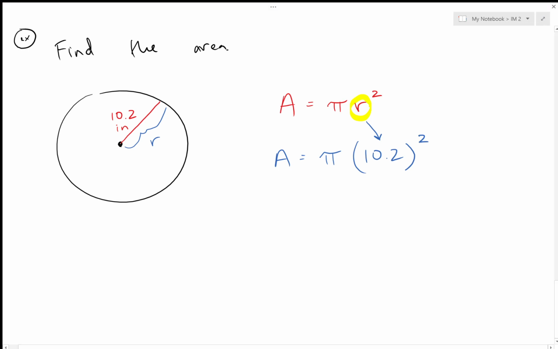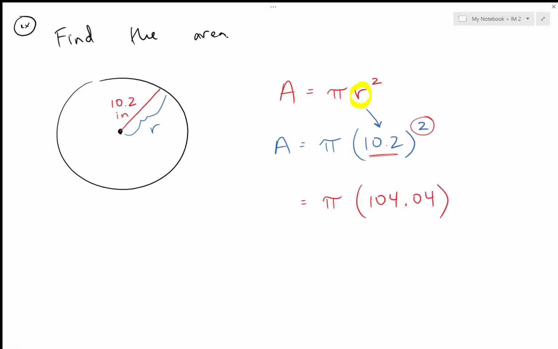Now I need to solve this. Order of operations, PEMDAS. Parentheses, anything happening inside? No. Exponent, yes. So on your calculator, go ahead, take 10.2 and square it, and you end up with 104.04. And now go ahead and multiply that value by pi, and you get an ending value of 326.9, but we need units.